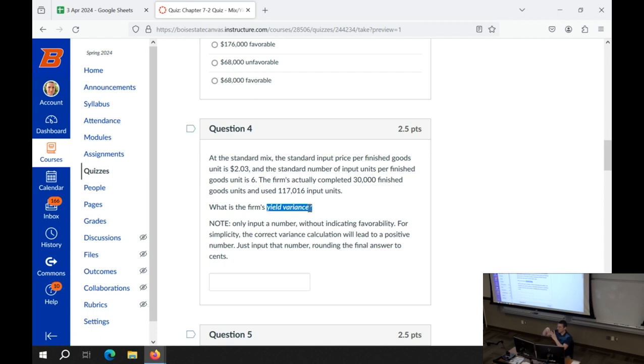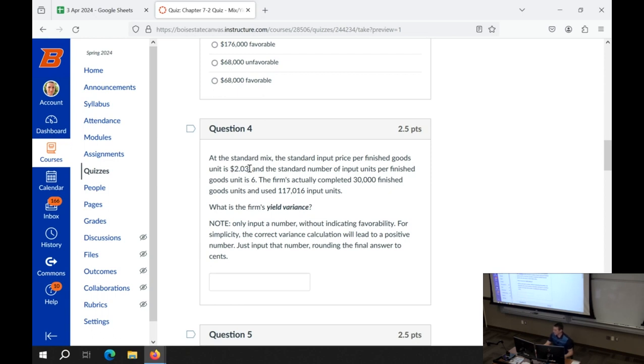And outside the parentheses, we're looking at our standard input price at the standard mix. Now, I've given you the outside the parentheses one right here in this problem. I don't always do that, but in this one I've said, look, at the standard mix, standard input price per finished goods unit is $2.03.